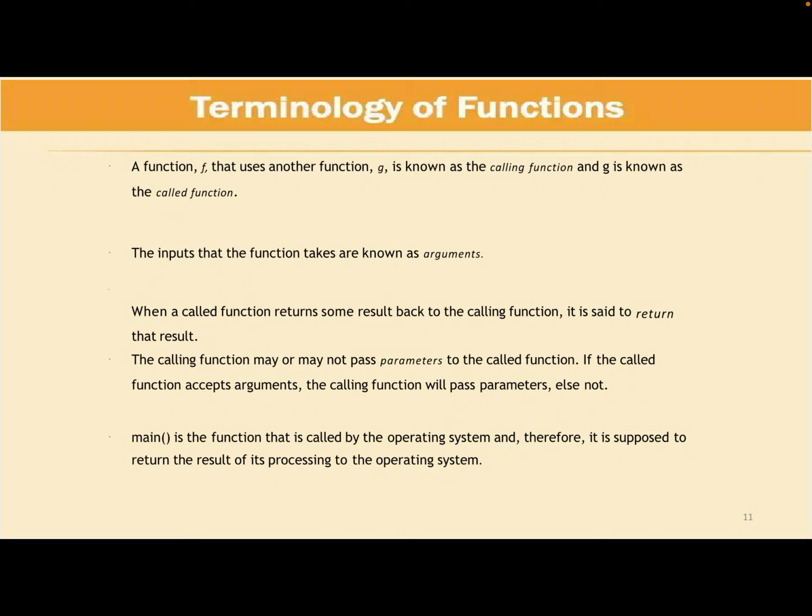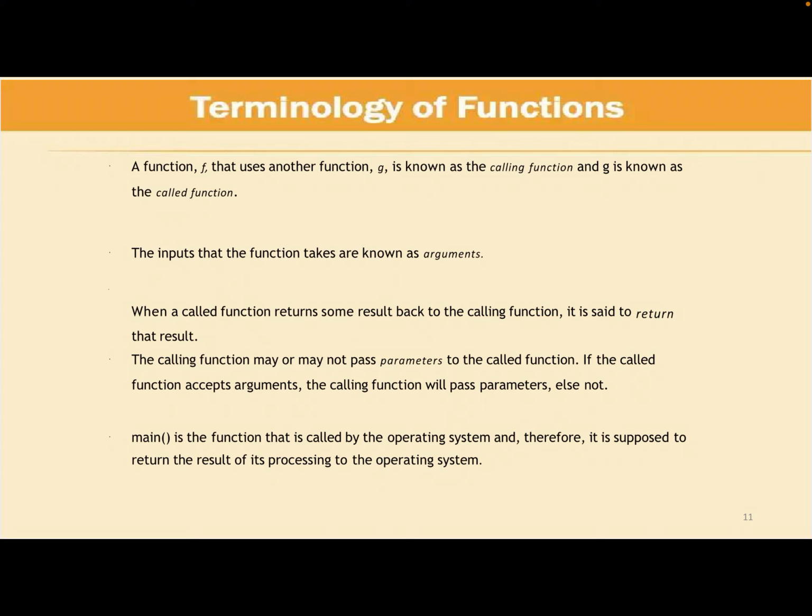The function that uses another function is known as the calling function, and the function which is called is known as the called function. The inputs that the function has to take are known as arguments. The function which is going to call is known as the calling function, and the function which is performing the task for the calling function is known as the called function. When a called function returns some result back to the calling function, it is said to return that result.